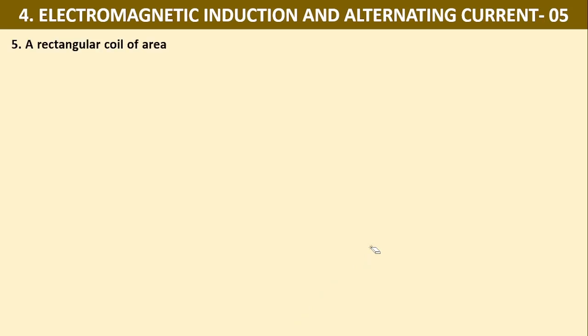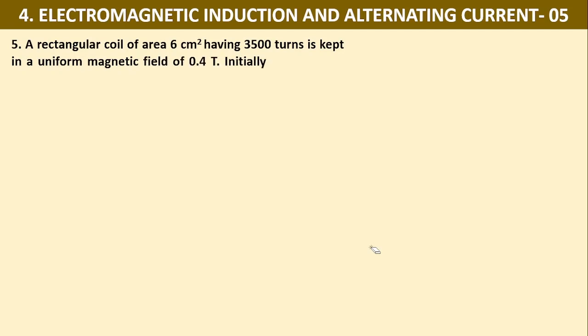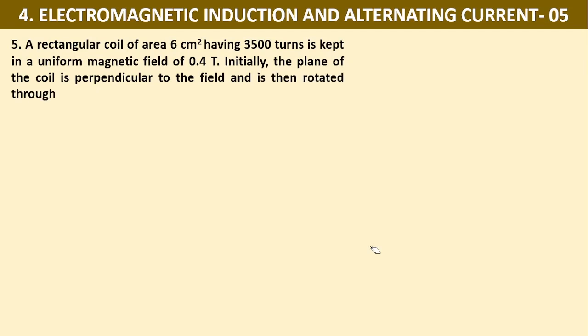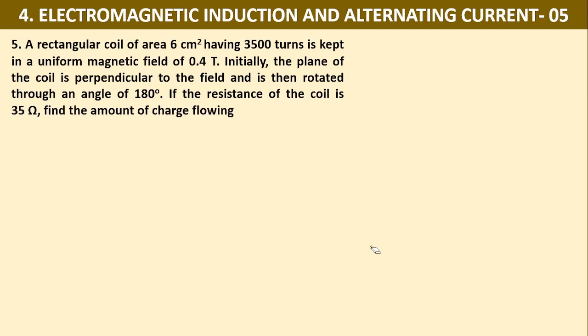A rectangular coil of area 6 cm² having 3500 turns is kept in a uniform magnetic field of 0.4 Tesla. Initially, the plane of the coil is perpendicular to the field and is then rotated through an angle of 180 degrees. If the resistance of the coil is 35 ohms, find the amount of charge flowing through the coil.